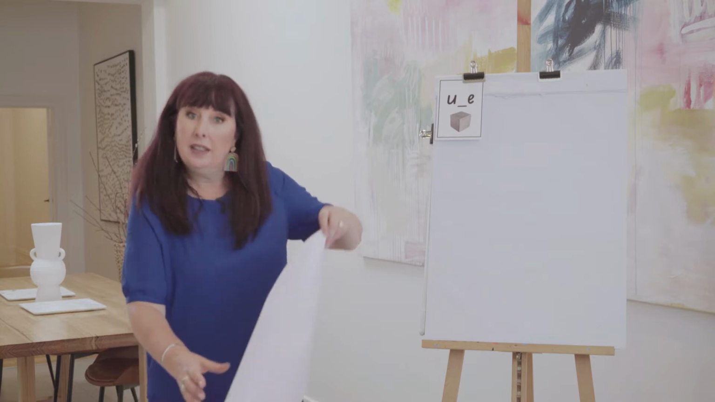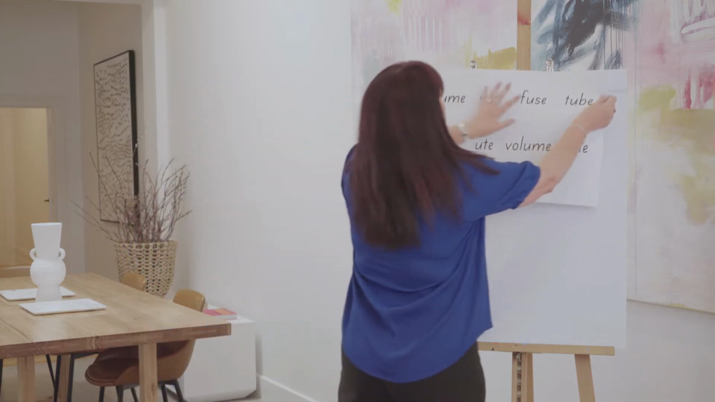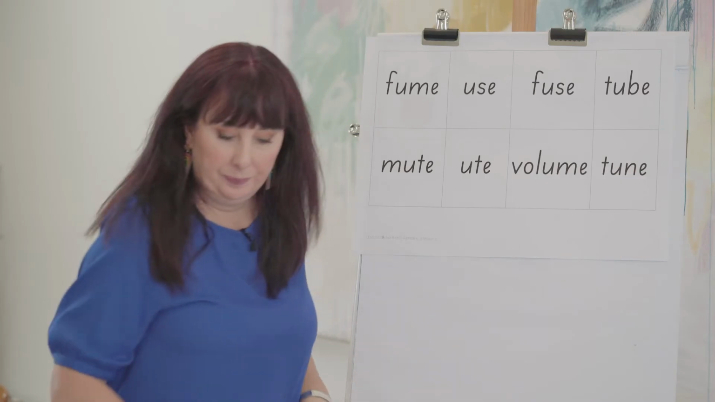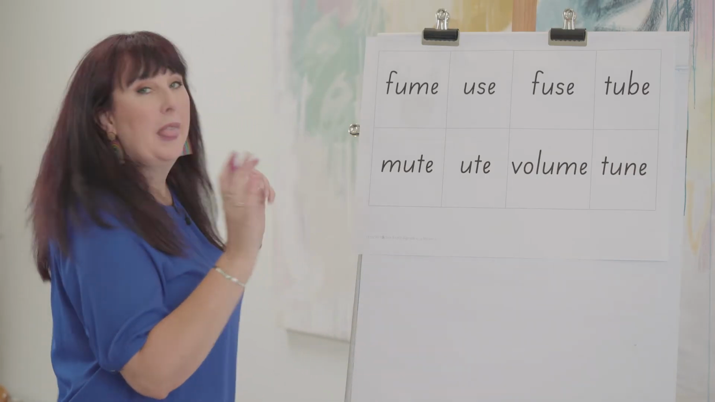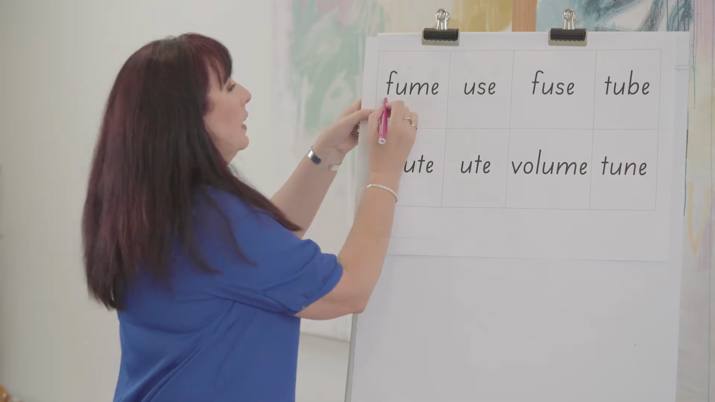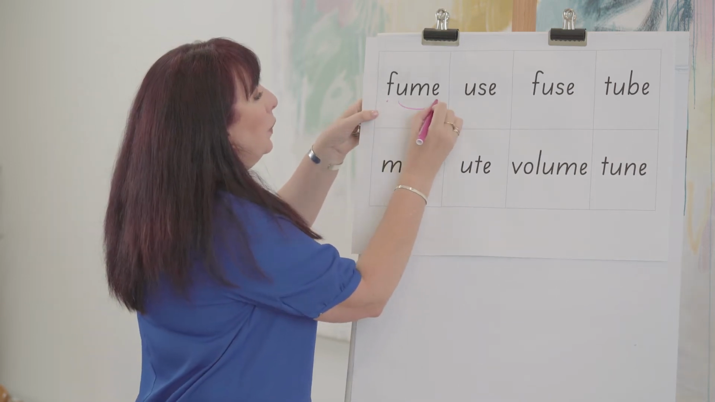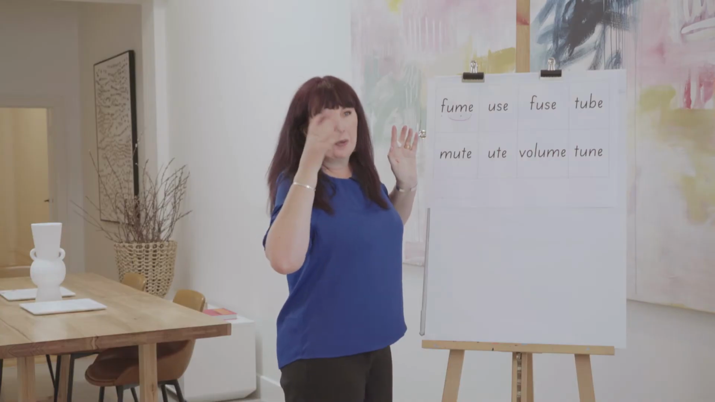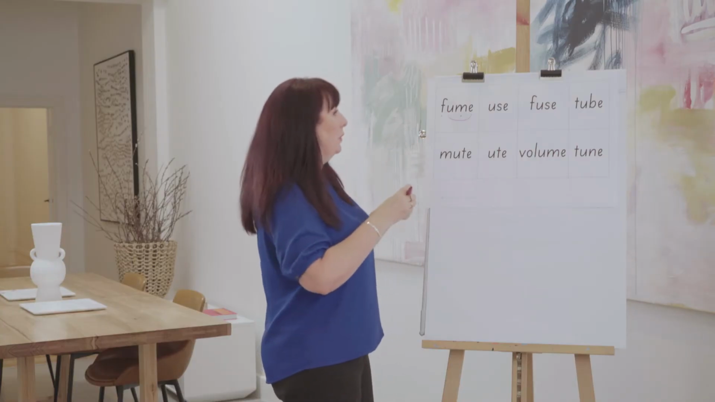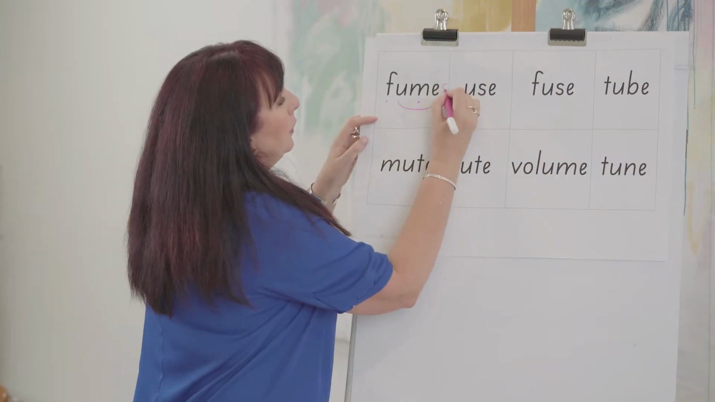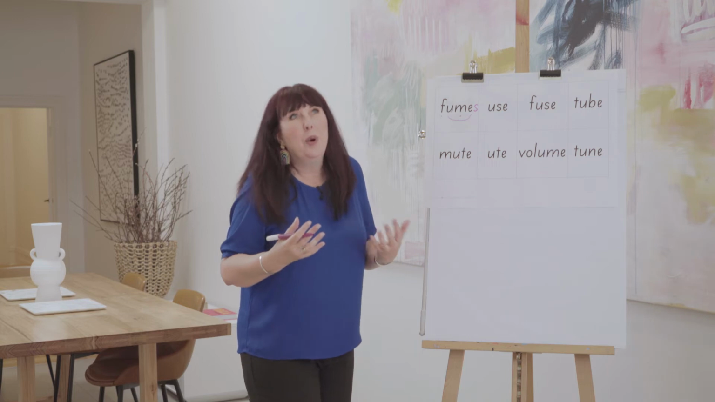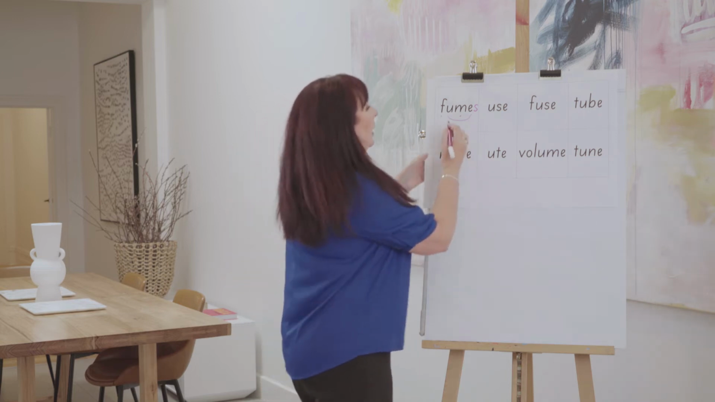Okay, it's time for us to read some words together that have this spelling pattern in them. Let's have a look. Read these words along with me. Fume, fume. Oh, the fumes from the car were very strong. Normally, I'm going to put an S on the end because I say fumes more regularly.